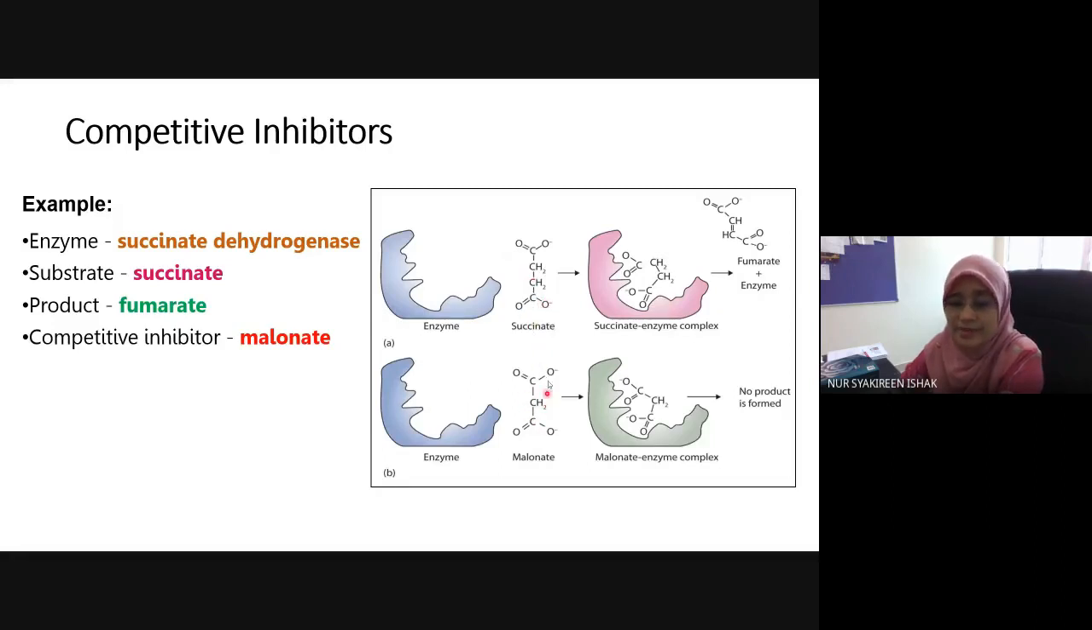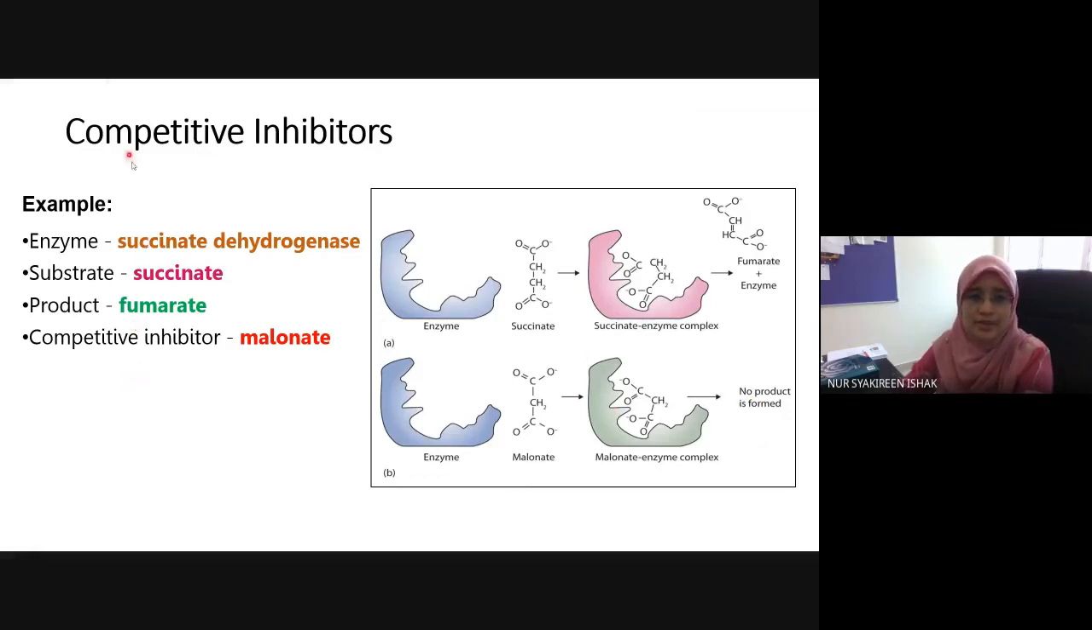Because they have similar structure, the malonate will bind to the active site of the enzyme and prevent the succinate from binding to the active site, and therefore the enzyme cannot catalyze the reaction and no product is formed, or will be formed. So that is an easy example.